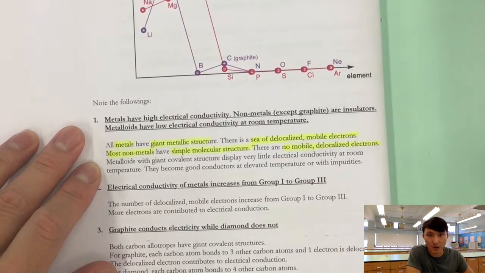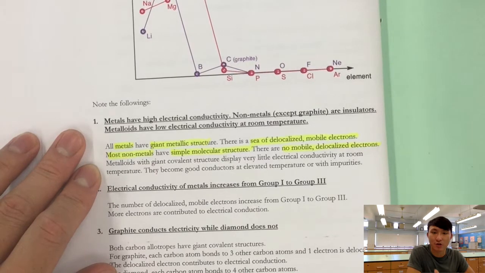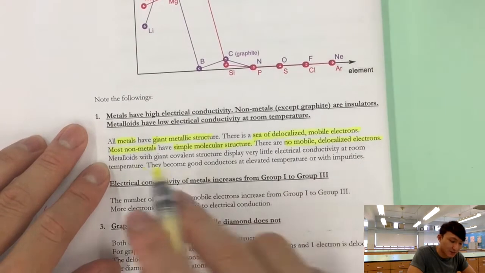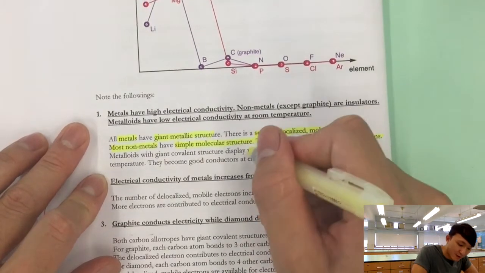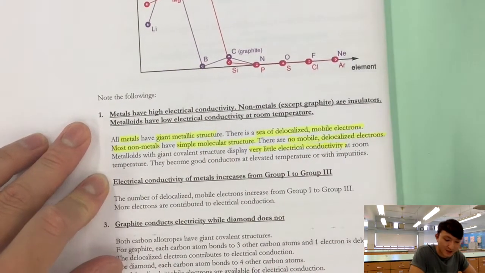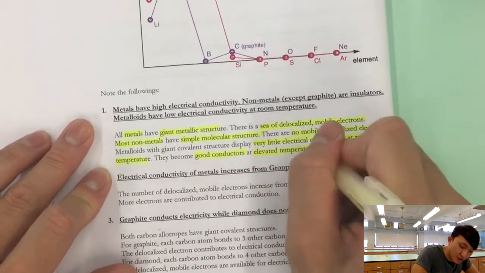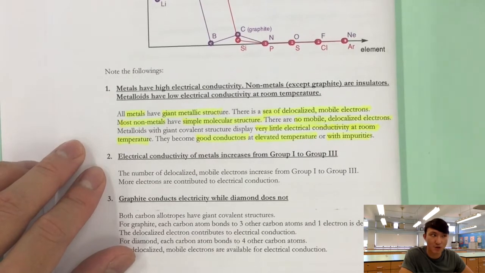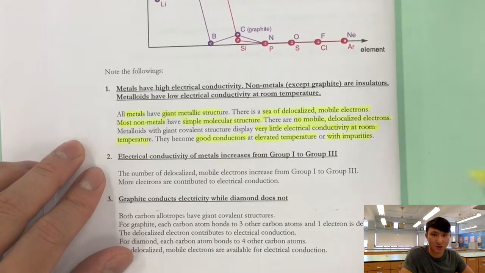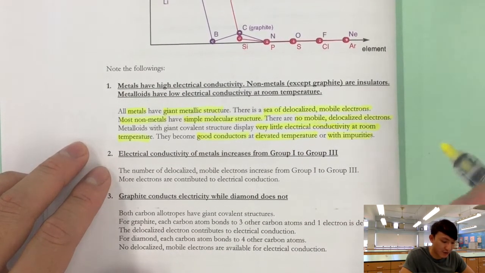Remember, when it comes to electrical conductivity, you are looking for either mobile ions or mobile electrons. If you don't have mobile ions or mobile electrons, you can't conduct electricity. Metalloids with giant covalent structure display very little electrical conductivity at room temperature. However, they become good conductors at elevated temperature or with impurities. Some non-metals, when mixed with other substances, are able to have more enhanced electrical conductivity.